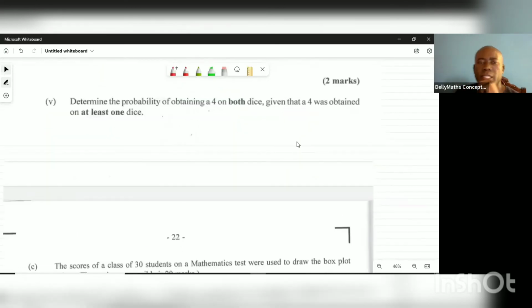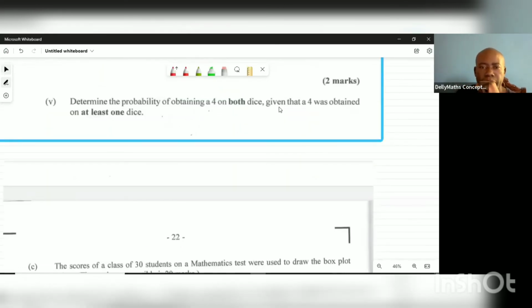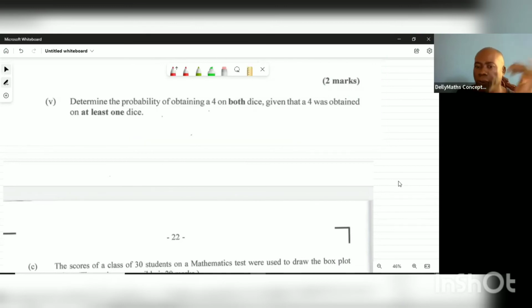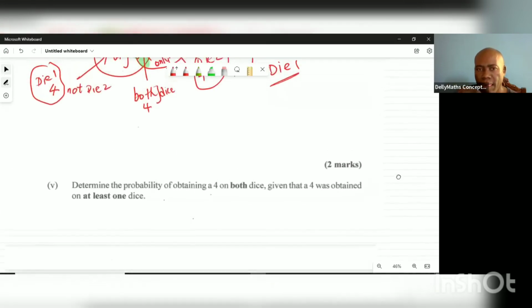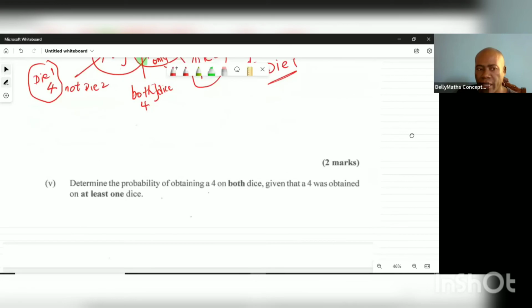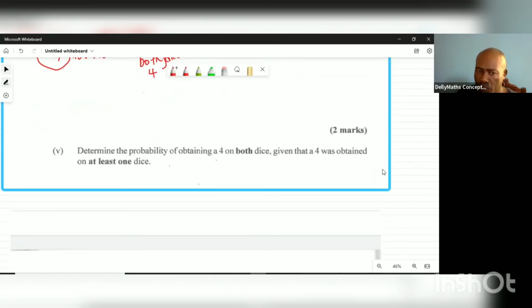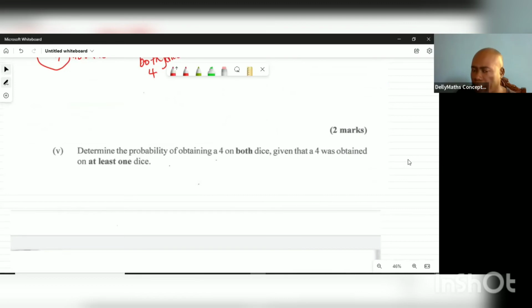Determine the probability of obtaining a 4 on both dice, given that a 4 was obtained on at least one die. All right. Given that a 4 was already obtained on one die, what is the probability of getting both? Let me go back to your sample space. Let's see if we can understand. Determine the probability of obtaining a 4, given that a 4 already occurred. You get it?